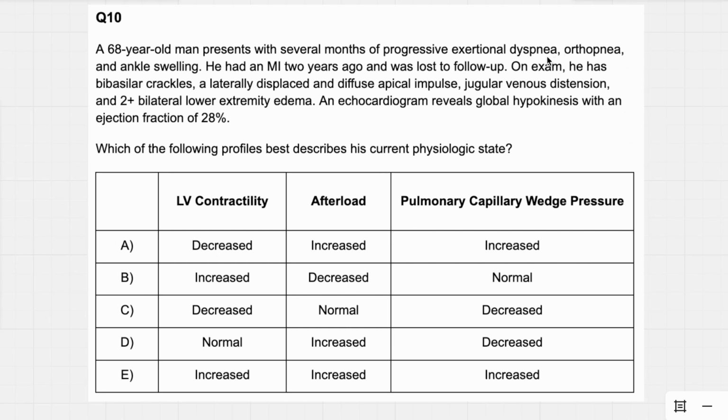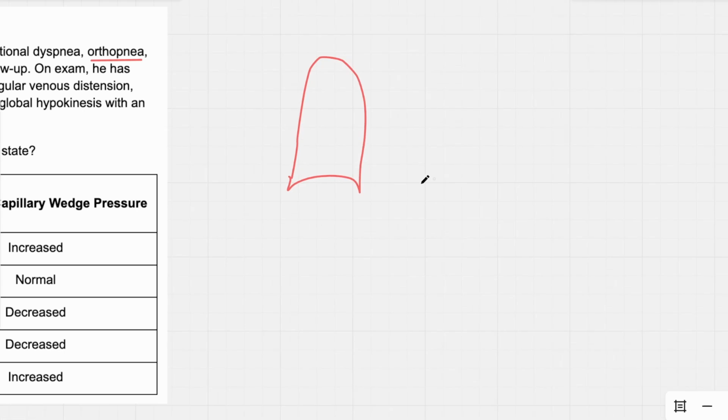Moral of the story: whenever you see orthopnea, this is a great key to start thinking, this guy's got heart failure. Orthopnea is just positional dyspnea. It happens when you lay on your back. So imagine we're looking at a cross-section of a lung, a lateral view, in the upright position versus in the supine position here on the right.